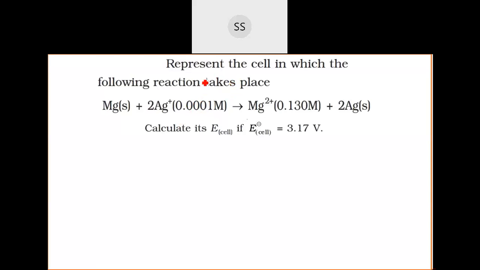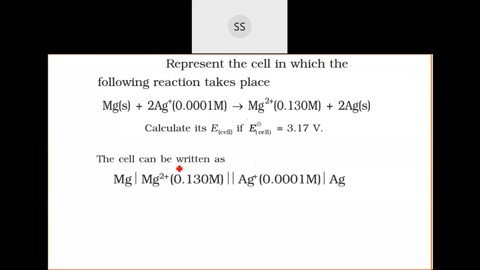Now we will start with the problem. Represent the cell in which the following reaction is given to you. Magnesium solid and 2 silver ions are getting converted; on the product side we have magnesium ion and then 2 silver. What you need to calculate is E cell. E naught cell is given to you. So the formula you are going to use is just the Nernst equation. We can make use of the Nernst equation and calculate this. So this is the cell equation we have.